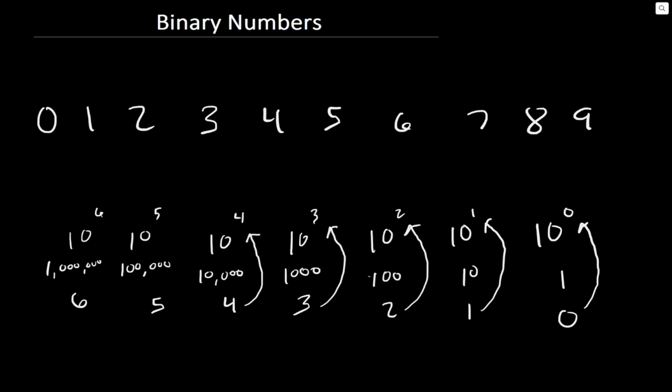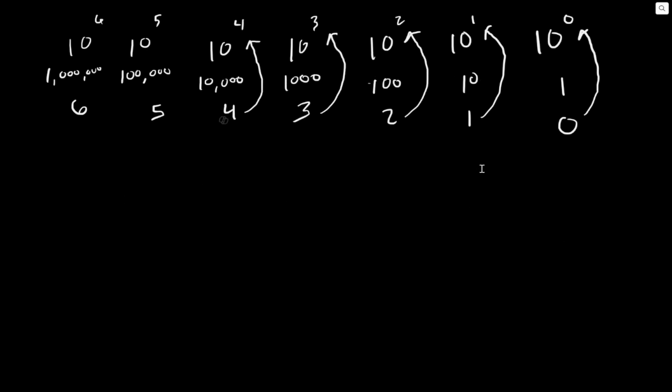All right, let's see this idea broken down with a real number. Let's use the number 9,742. 2 is in the ones place, 4 is in the tens place, 7 is in the hundreds, and 9 is in the thousands, right? And let's label the positions. Position 0, 1, 2, and 3.